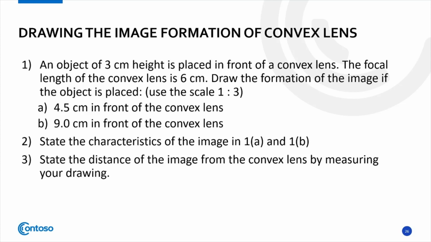Use the scale 1, 2, 3. It means that 1 cm in the drawing represents 3 cm in the real measurement. Number 2. State the characteristics of the image in 1A and 1B. Number 3. State the distance of the image from the convex lens by measuring your drawing. Let's begin.